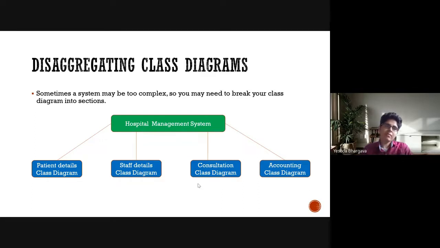So once you have identified these sub chunks, then you go on to follow the steps that we have just discussed for the patient class diagram, for staff, consultation, and accounting. What this helps is that you can understand a complex class diagram by its sub-diagrams. So that serves the purpose as well. Basically, when you go to implement the system, you might want to implement these things and then combine them together to form the hospital management system.